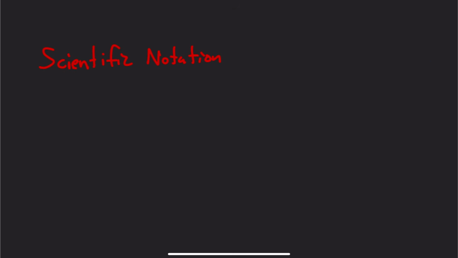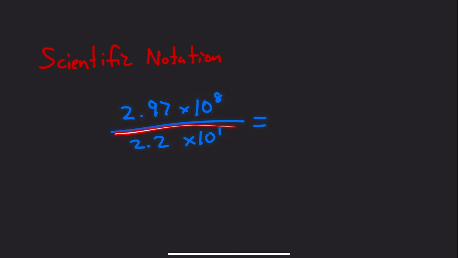We're just going to do one more problem. I think division can be tricky, but I think you guys can really do it. So let's do this one, okay? 2.97 times 10 to the 8th power, right? Divided by 2.2 times 10 to the 1st power. Okay, first things first, we're going to take 2.97 and 2.2 in our calculators and divide it up. So 2.97 divided by 2.2.